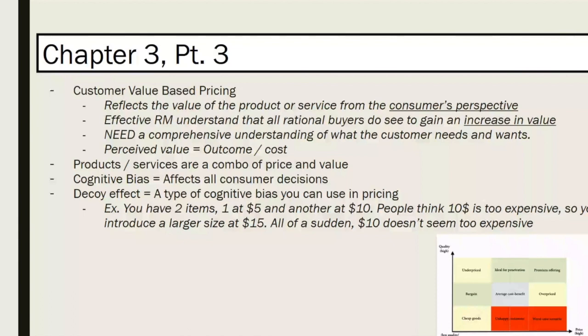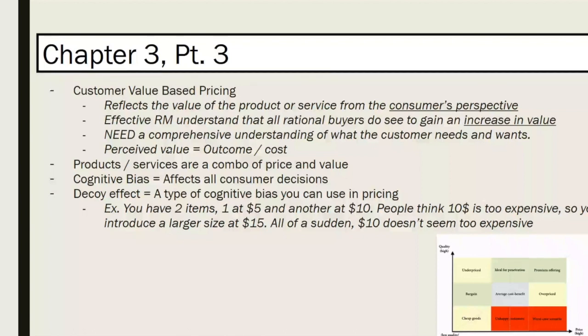In a case like this, what a revenue manager could do is, since not many people are buying the $8 because they find it too expensive, change the large to a medium, so the $8 becomes a medium, and introduce an even bigger size at $12. Now, the decoy effect would suggest that customers don't think that the $8 is as expensive anymore. You see the example here on the presentation.